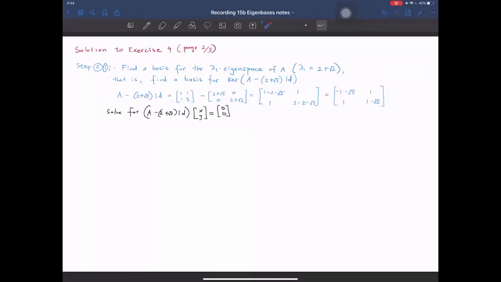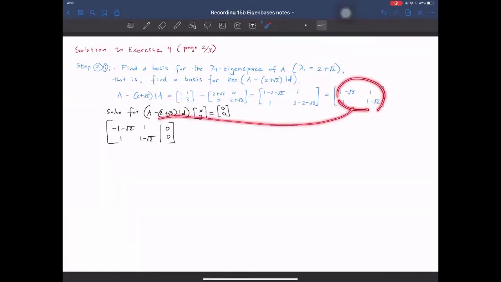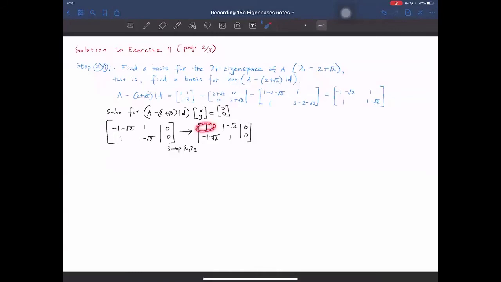To find a basis for this kernel, I need to first solve this matrix times mystery vector equals the 0 vector. So I take this matrix and put it here, and then add the 0, 0 for my augmented matrix. And I will row reduce until I get a row echelon form. First, I see that the second row already has 1. So I think I will just swap the first and second row. Because this entry is a leading one, I will do a row operation so that this entry becomes 0.